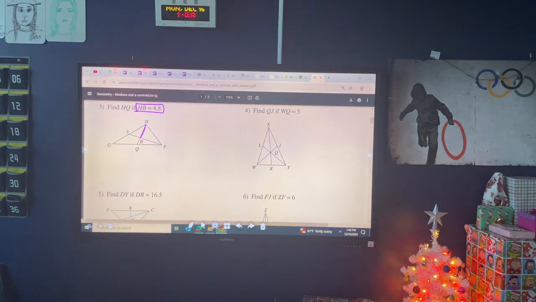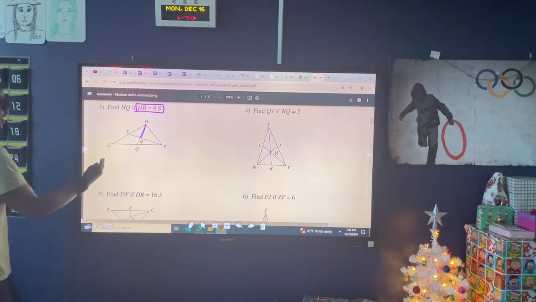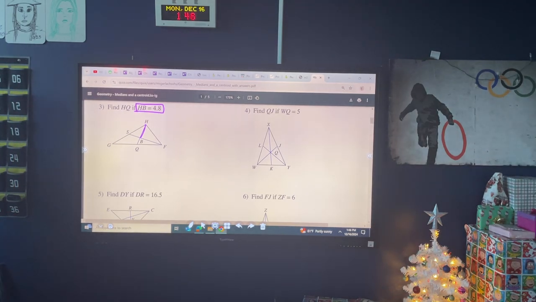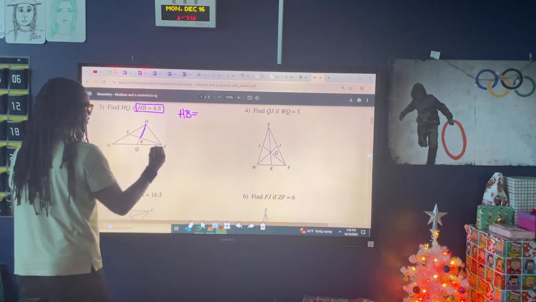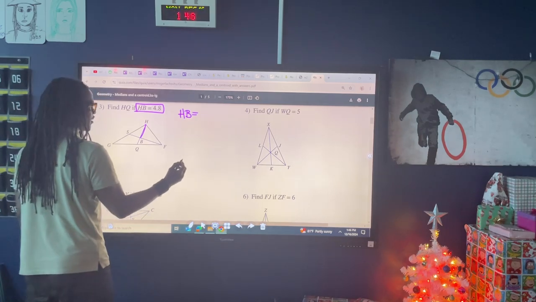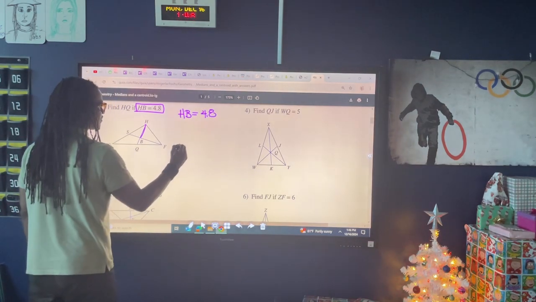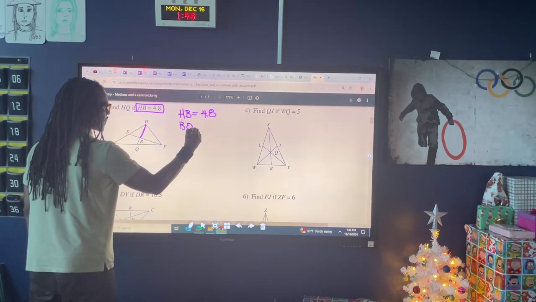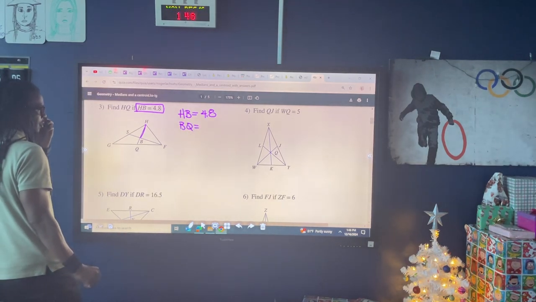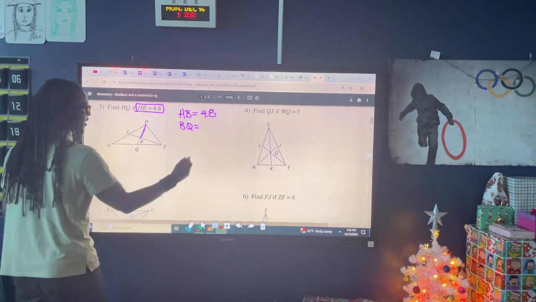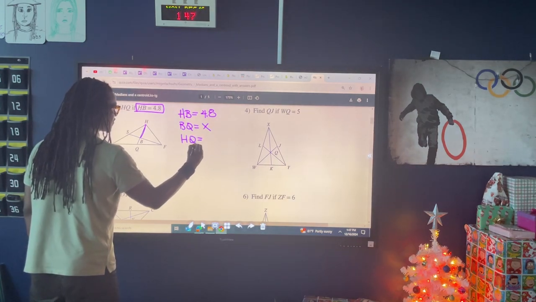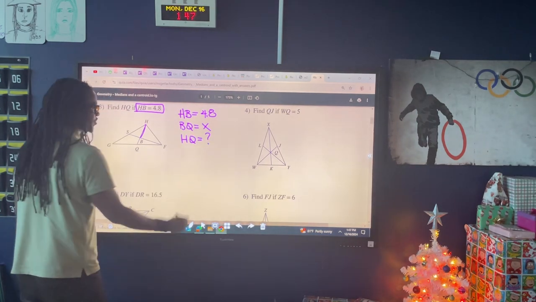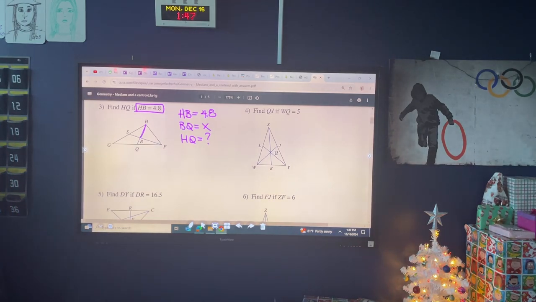All right, so David just asked, do we need BQ to find the entire distance of HBQ? I would say so. My question to you: this is how we start out labeling. HB would be 4.8, that's what they gave us. BQ we don't know. That would be our X, right? And we're finding HQ, which is the entire length. HQ is 1/3.